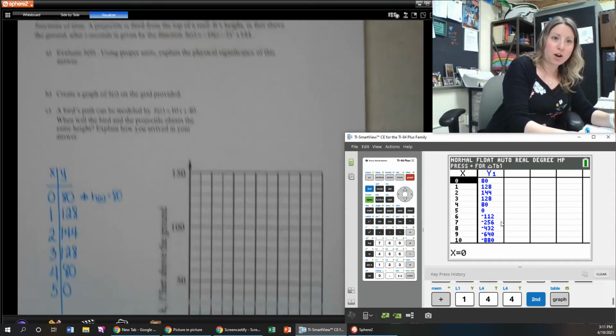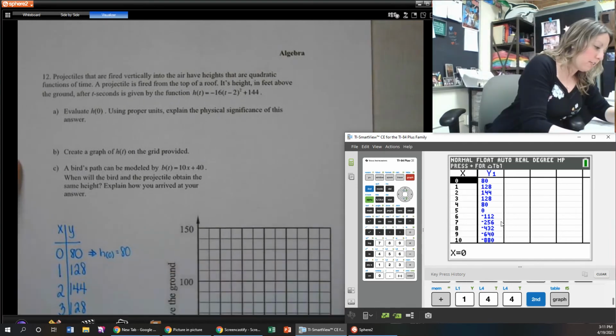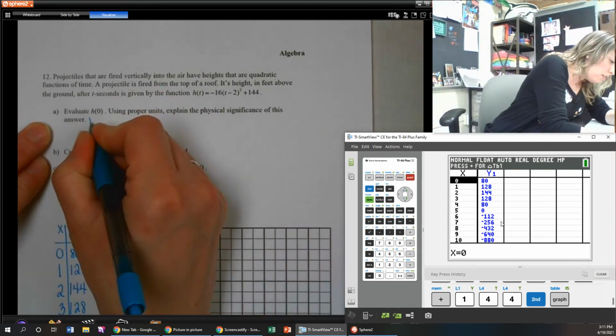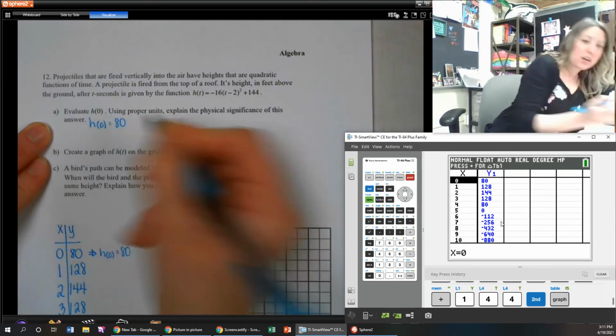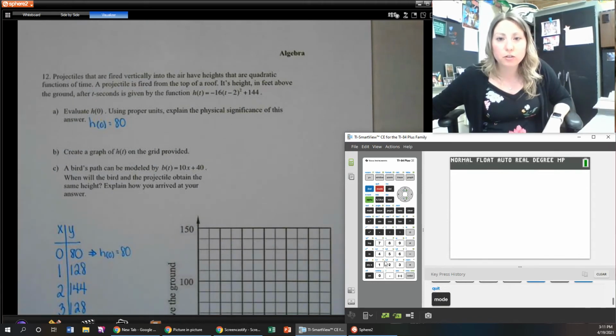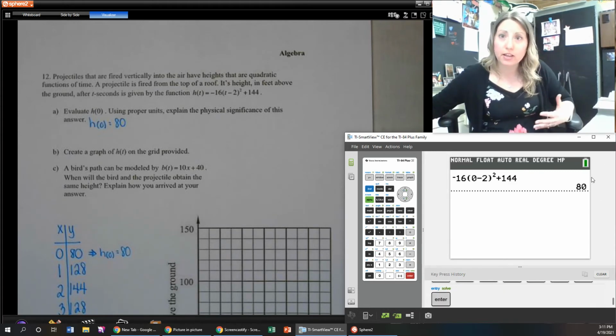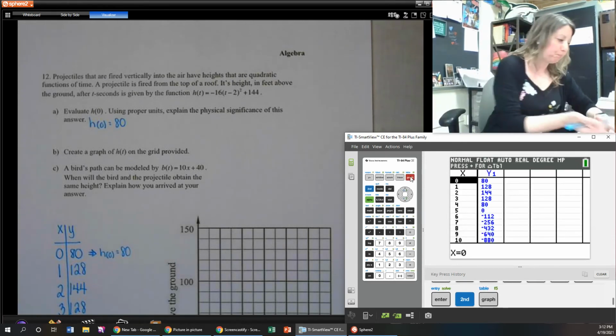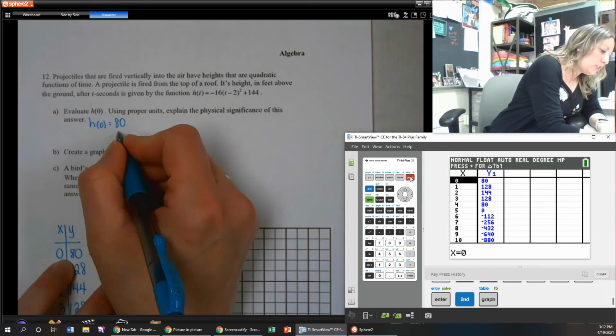So let's write that down for A before we move too much further, and then we'll get all that good stuff on the graph. So h of 0 equals 80. And if you wanted to do it in your graphing calculator on the home screen, it would just be negative 16 times 0 minus 2 in parentheses squared plus 144. And when we figure that out, we get 80 as our output. And that means that's the matching y value when our x value is 0. Okay, I'm just going to go back to my table over here. So h of 0 equals 80.